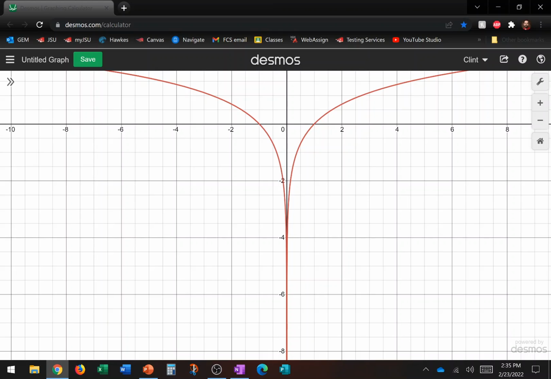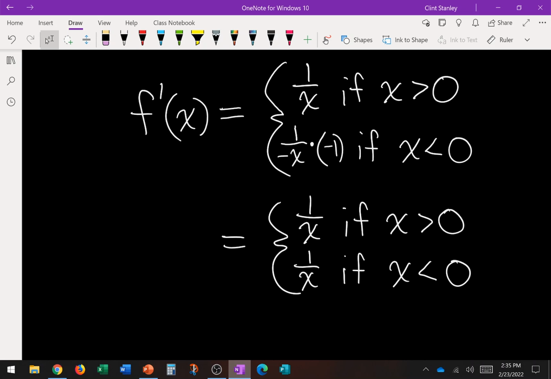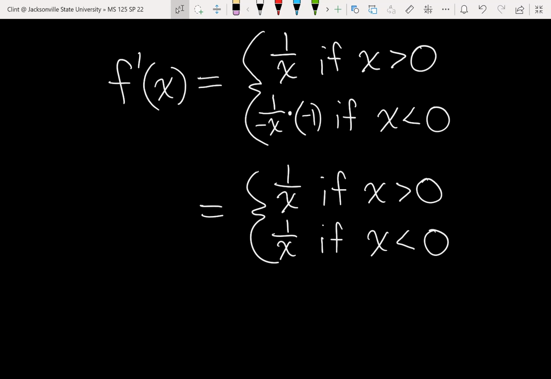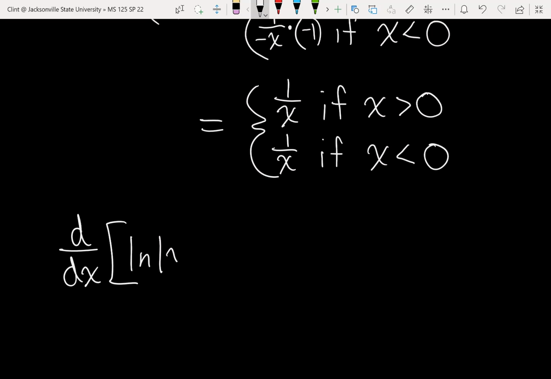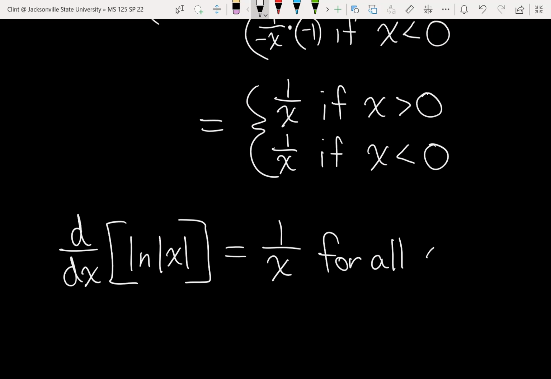So we don't get the super nice conclusion. But what we do get is we've come up with a derivative formula. That's d/dx of ln of the absolute value of x equals 1 over x for all x not equal to 0.